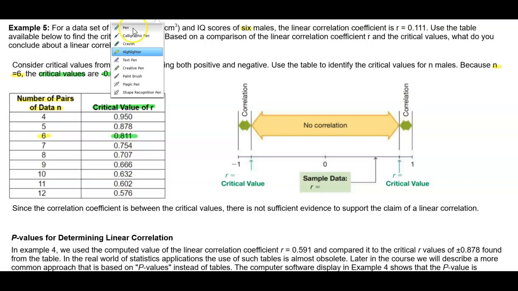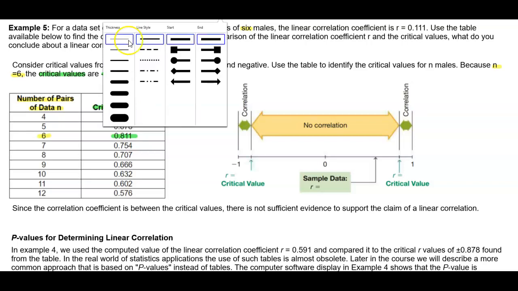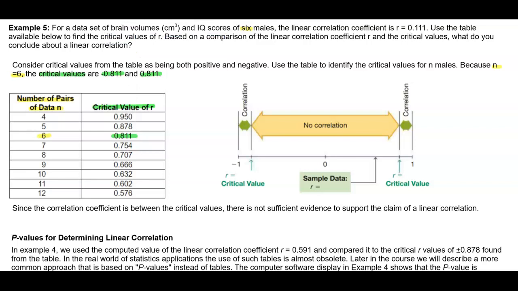So now that we've drawn this graph, we want to label it. This critical value is going to be negative 0.811, and over to the right is going to be positive 0.811. Now we know what the critical values are. We know that in between negative 0.811 and negative 1 is where the correlation exists. Over here we have 0.811, and to the right of that, up to 1, is also correlation. And anything in between is going to be no correlation.